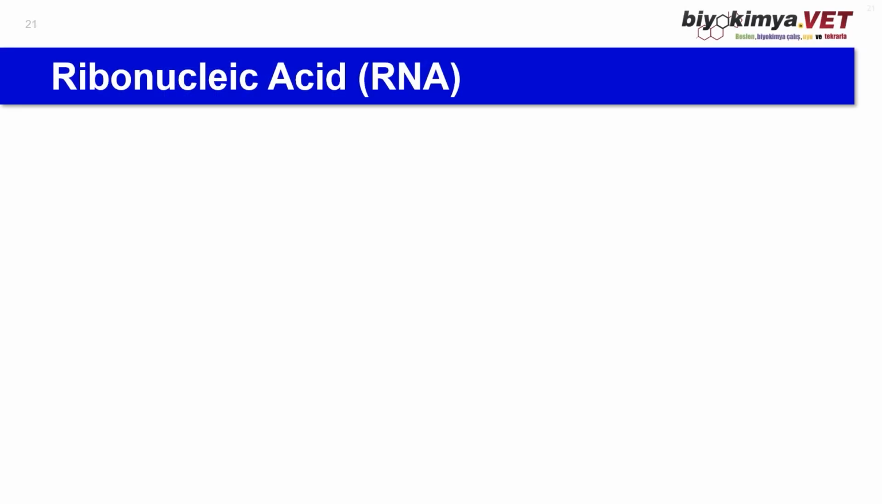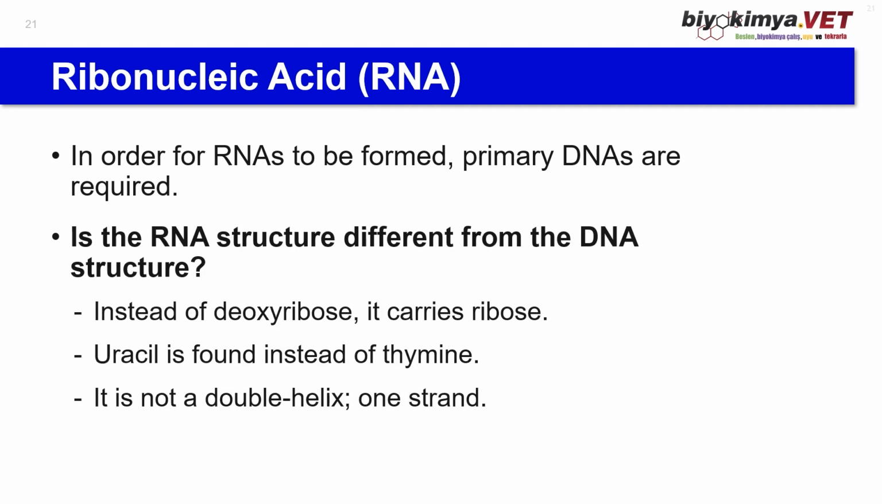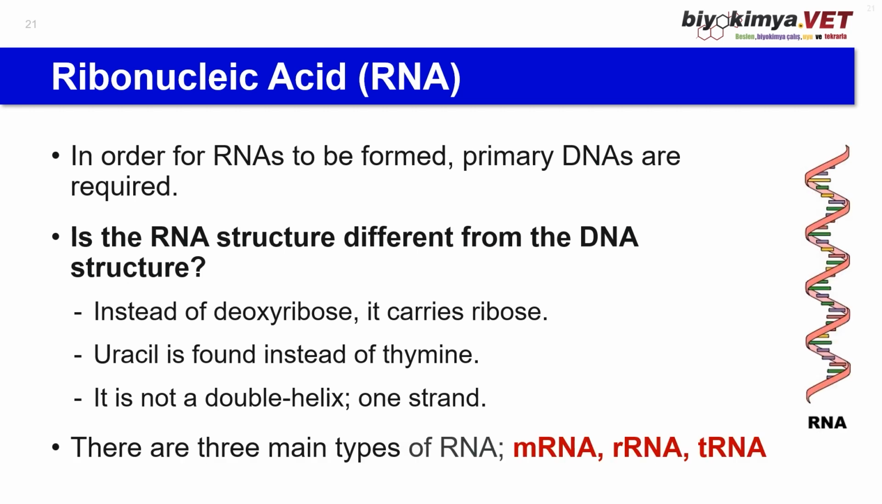It is time to speak about ribonucleic acid. RNA is also composed of nucleotides. In order for RNAs to be formed, primary DNAs are required. A question, and the answer: is the RNA structure different from the DNA structure? Yes. Instead of deoxyribose, it carries ribose. Uracil is found instead of thymine, and it's not double-stranded. As you see here, it is one strand, but it has tertiary structure.